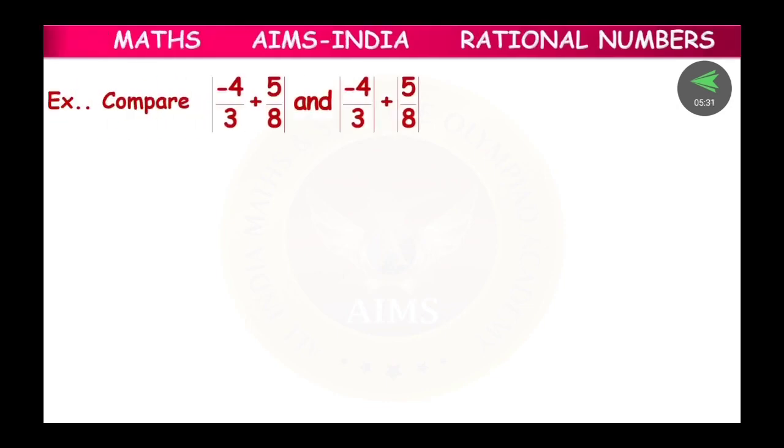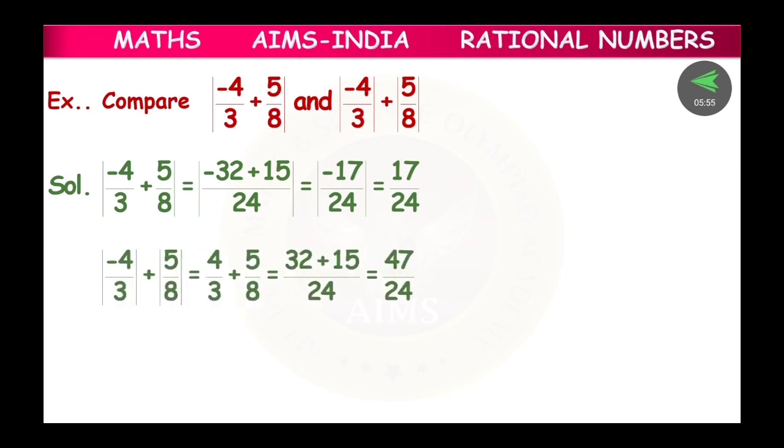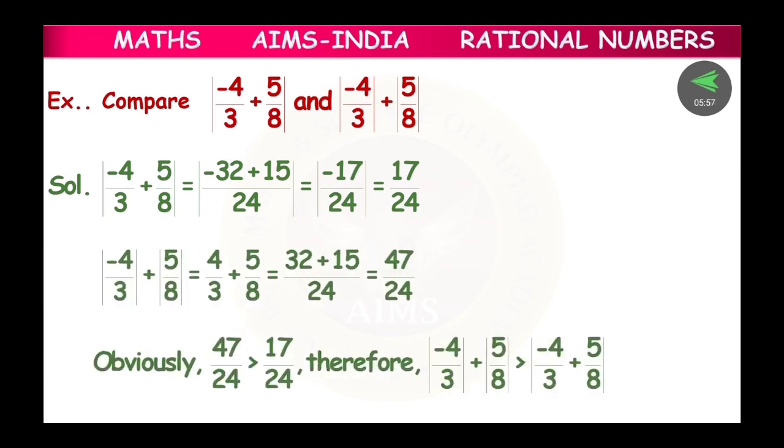Next, compare. In this question, we have to compare the absolute values. In previous examples, we compared normal rational numbers, but here we have to compare the absolute values of the rational numbers. So what we have to do is compare the absolute values of the rational numbers.